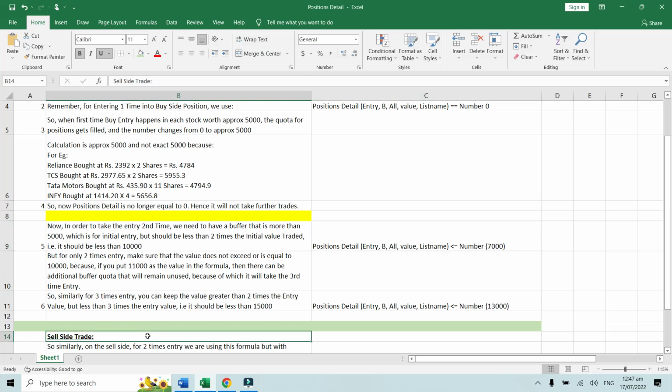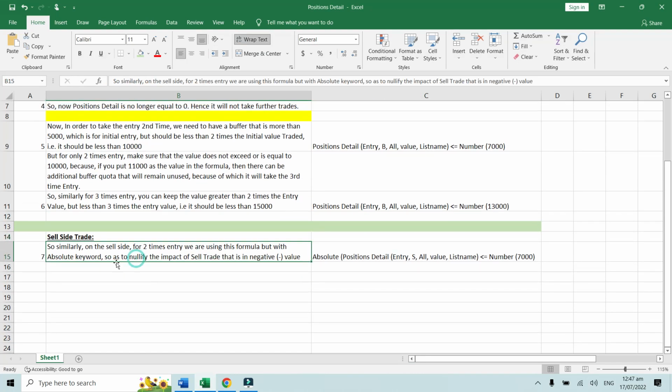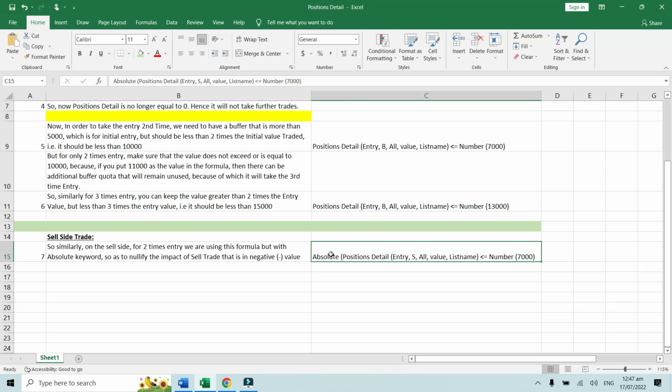So basically on the short side, right? Let me just tell you that. Similarly on the sell side, for 2 times entry, we are using this formula but with the absolute keyword so as to nullify the impact of the sell trade being a negative value. So that's the reason why we're using this formula, that is, absolute positions detail entry as all value list name is less than or equal to number 7000.